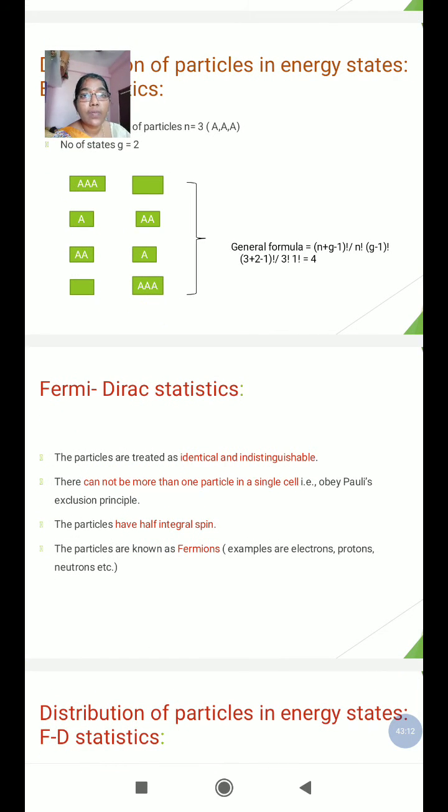Okay, so next we have Fermi-Dirac statistics. It is also a quantum statistics. It is applicable for identical and indistinguishable particles, and in this case one important restriction is that only one particle can occupy one state. Not more than one particle can occupy a single cell. No more than one particle in a single cell.